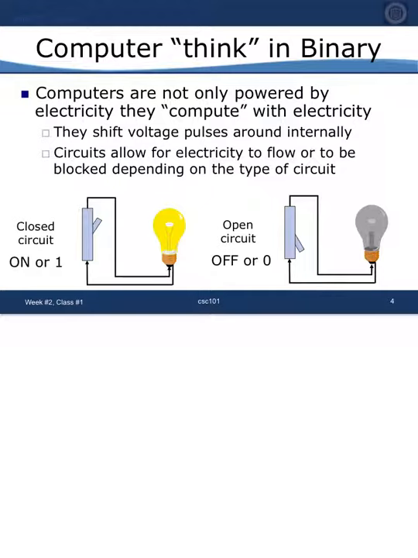But to think just a little bit more about data and how data might be stored in binary, I asked you to do this exercise last time, which is to think of light bulbs and thinking about them as being either on or off.